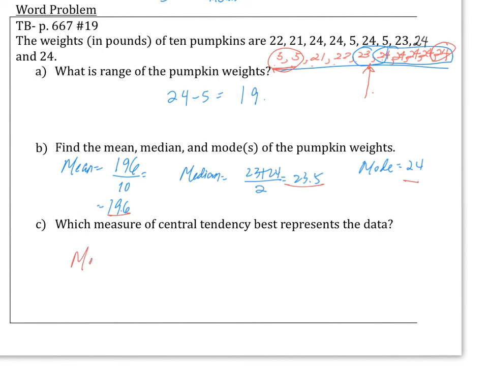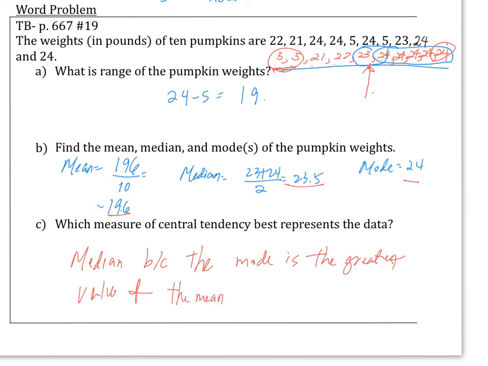So I would write median because, first of all, the mode is the greatest value. And second of all, the mean is less than 8 out of 10 of the values. And our lesson concludes here.